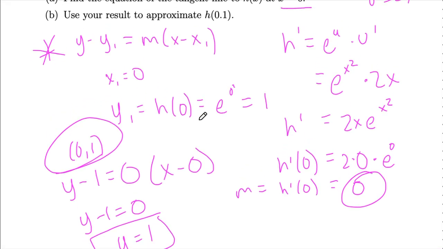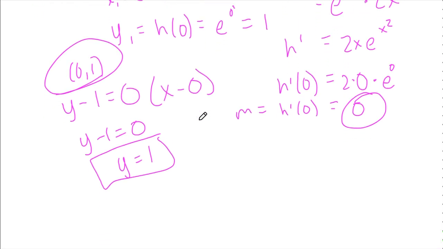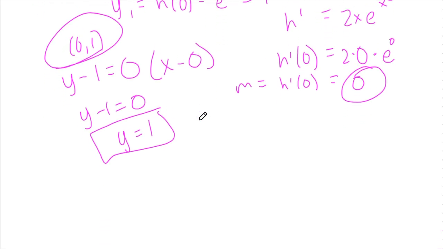Part B says use your results to approximate h of 0.1. In this case, since y equals 1, our answer for the linear approximation for h of 0.1 is just 1. However, I'm going to plug that into the tangent line just so that you can see what that would look like.